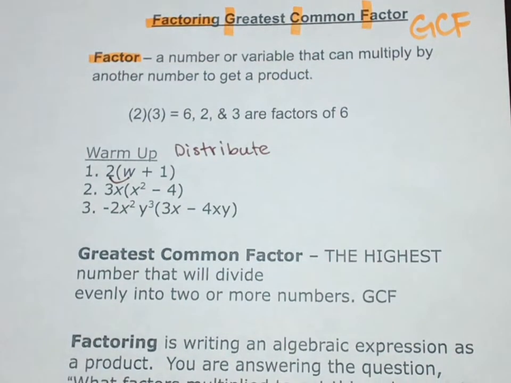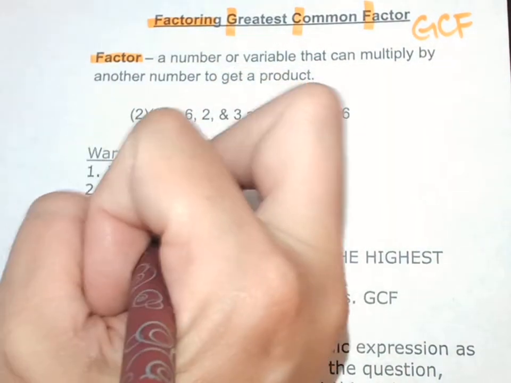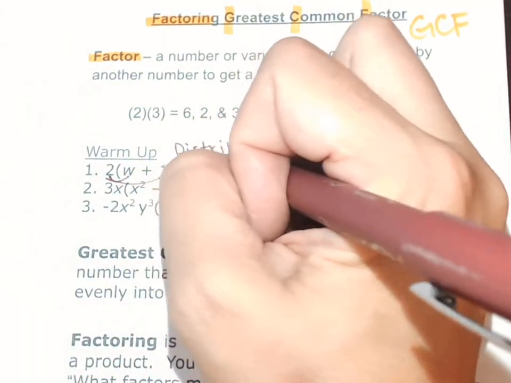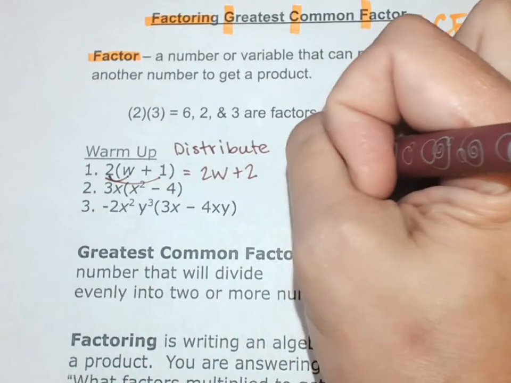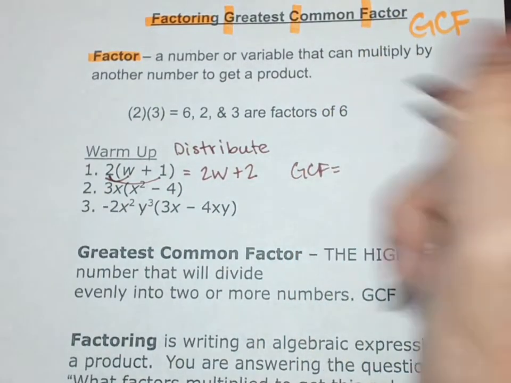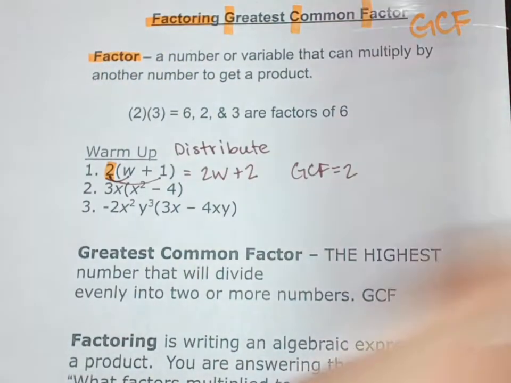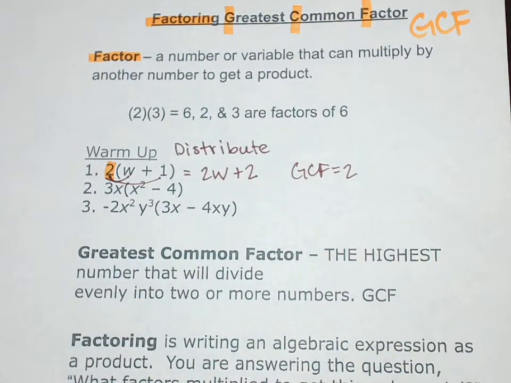what's in front of the parentheses to everything in the parentheses, we're going to multiply 2 times W is 2W, and 2 times 1 is 2. So that means the GCF was 2 for this particular problem. That was what was in front of the parentheses that got distributed that made our polynomial.